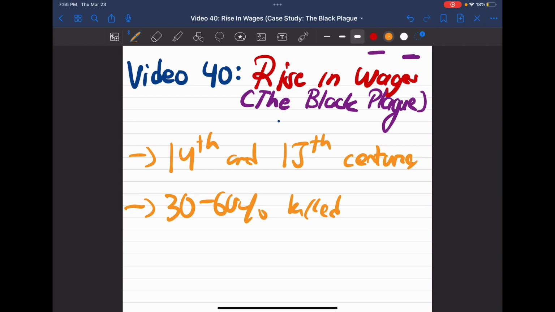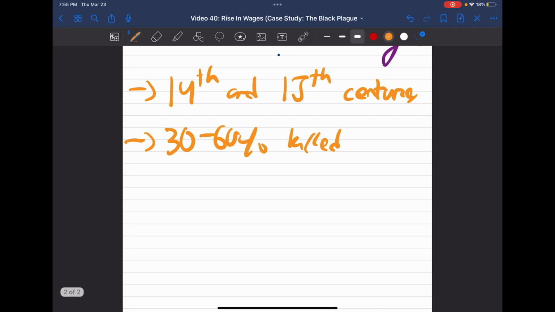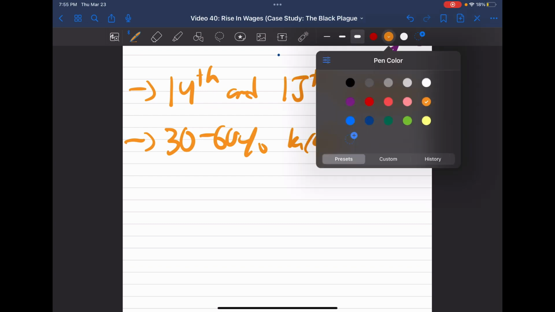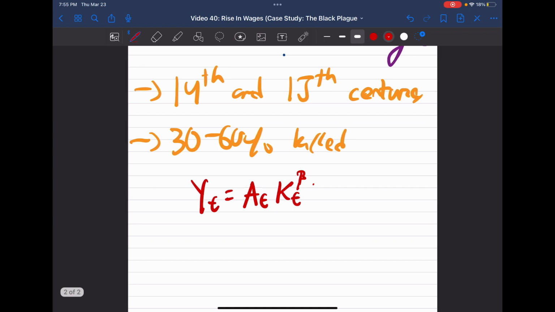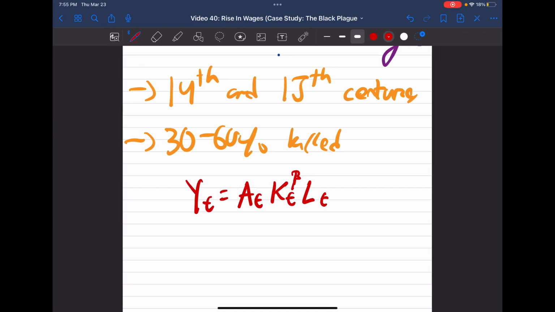The question is why? To answer this, we need to use the Cobb-Douglas production function that we covered before. If you don't know about this, watch the video regarding the Cobb-Douglas production function simply explained. So, we have the Cobb-Douglas production function, which is Y_t, our output, equal to A_t, which is our technology, multiplied by K_t, the economy's supply of capital, to the power of beta, the share of output paid to capital, multiplied by L_t, which is the economy's supply of labor, to the power of 1 minus beta, which is the share of output paid out to labor.